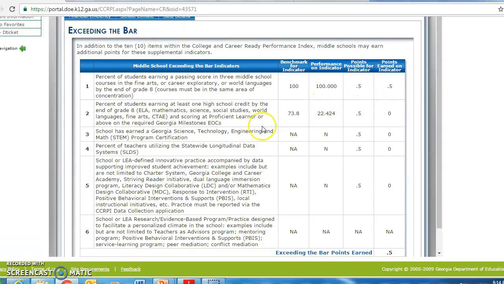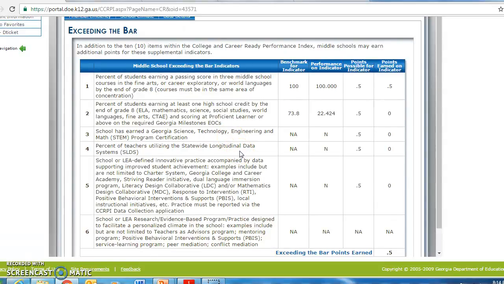And then the other area that you could get it in is students having at least 1 high school credit by the end of grade 8. But the benchmark has to be 73.8% of students. We did have 22.4% of our students getting at least 1 high school credit, but you can only get a half a point if at least 73.8% of your students are getting that high school credit. So we're nowhere near there. And then the school has earned a STEM certification. So if we get STEM certified, we can get half of a point.